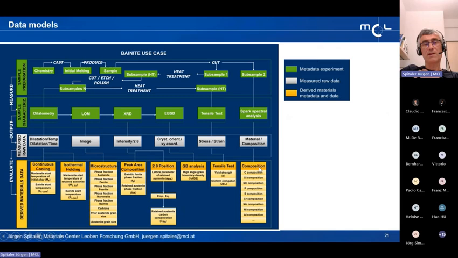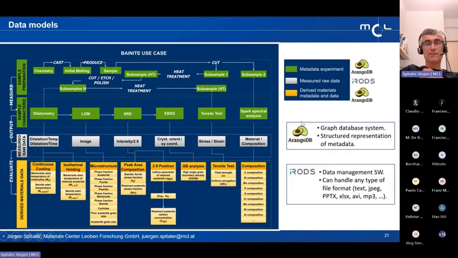That means we have a representation of the connections between the experimental methodology: how the flow of samples works, how they're cut into subsamples, and how the state of samples changes, for example, in heat treatments. So we have the whole sample workflow and processing workflow represented in a data model with suitable software solutions.